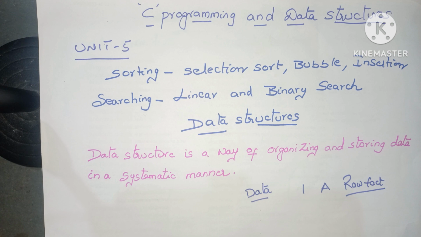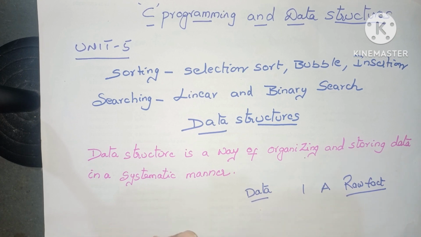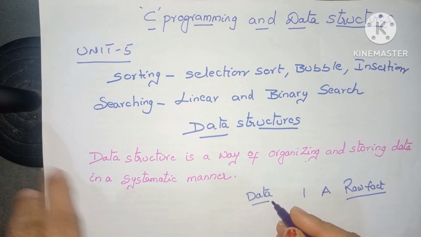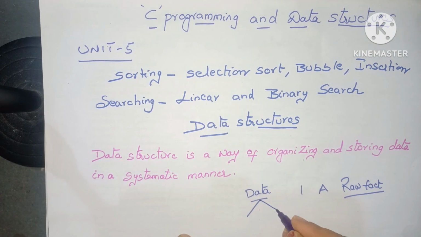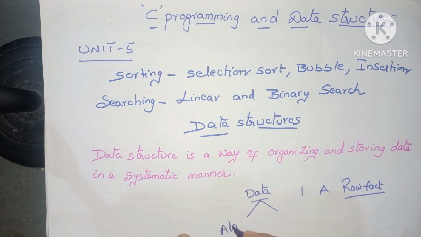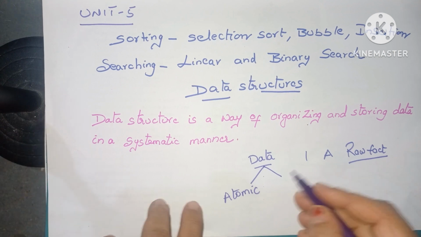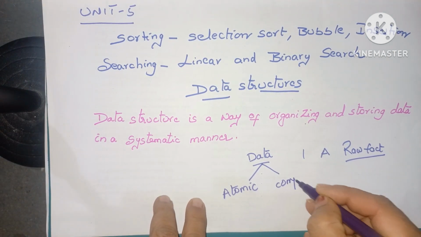So what is data structure? Data structure is a way of organizing and storing data in a systematic manner. After collecting the data, if you keep the entire data in a proper order, that is called data structure. Okay. Next, how many types of data do we have? There are two types of data: one is atomic data and the second one is composite data.